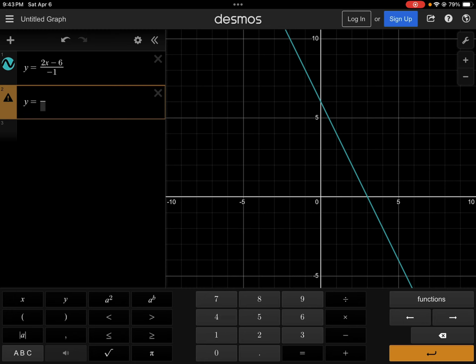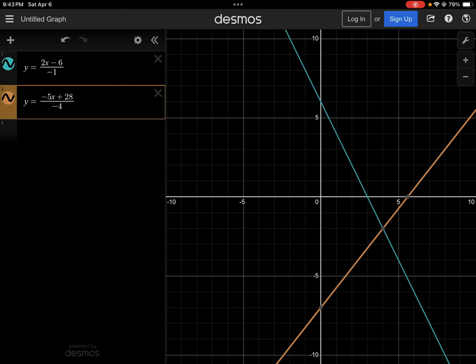Alright, another division symbol. Here we're going to put negative 5x plus 28, and it's divided by negative 4. Okay, here's the other line. I see the intersection point. That's the solution, meaning you have to plug in 4 for x and negative 2 for y. It always goes x comma y. So the first one we plug in for x, the other one for y. But that's what it means.